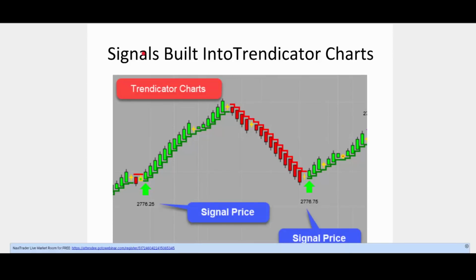All right, so the signals are actually built into our trend indicator charts. Buy signals are the green arrows. Green line is the trade management line. And by the way, we're using version 8 of NinjaTrader. You do have the ability to attach a stop to an indicator line.